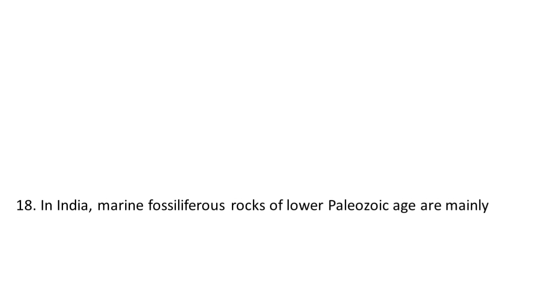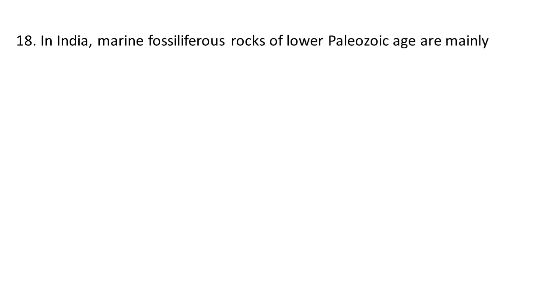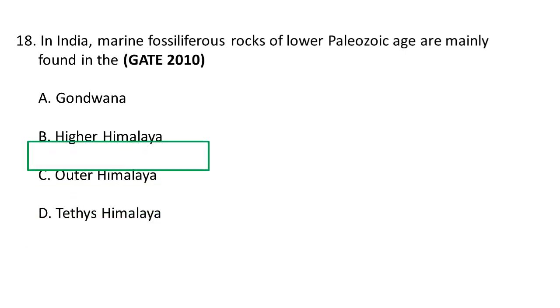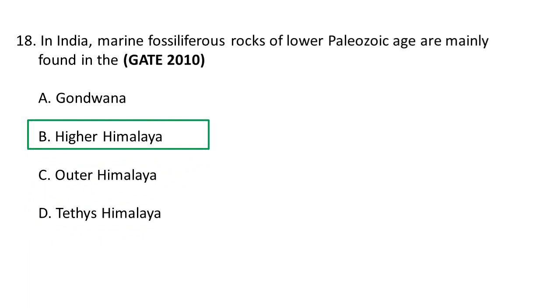Next question. In India, marine fossiliferous rocks of lower Paleozoic age are mainly found in the A, Gondwana, B, higher Himalaya, C, outer Himalaya, and D, Tethys Himalaya. So the correct option is higher Himalaya. In India, marine fossiliferous rocks of lower Paleozoic age are found in the higher Himalaya, as well as in other areas like Kashmir Valley, Salt Range in Punjab, Spiti area in central Himalayas, and so on. So the correct option is higher Himalaya. B is the correct option.